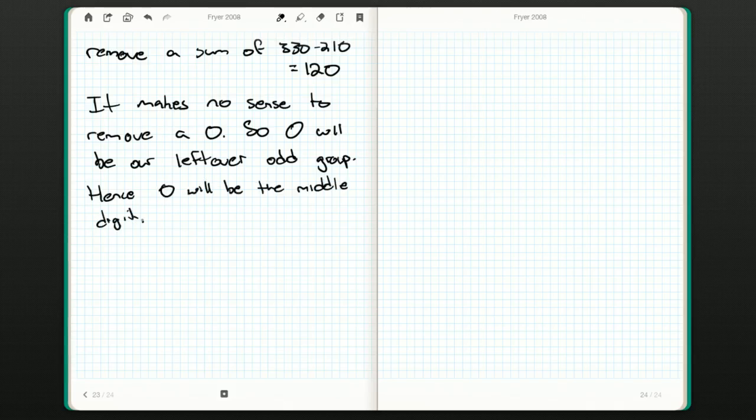So if 0 is going to be our leftover odd group, 0 will be the middle digit. The question isn't asking us for how the numbers need to be arranged in our palindrome. That's fine. But we're just clarifying that 0 is going to be the middle digit. That's why 0 is our leftover odd group. The reason we do that is because we don't need to remove zeros. That would make no sense. It wouldn't bring our sum down. And so we'd remove a bunch of zeros, we'd still need to remove other numbers to bring our sum down.